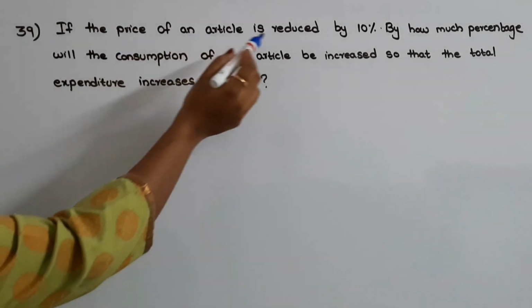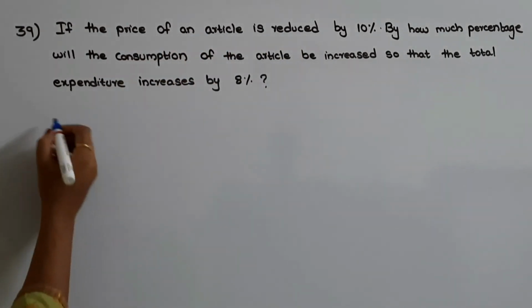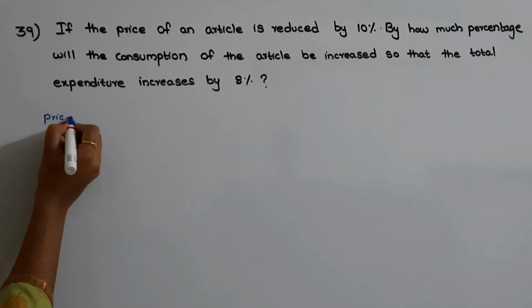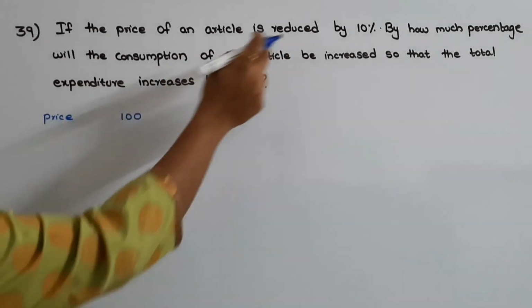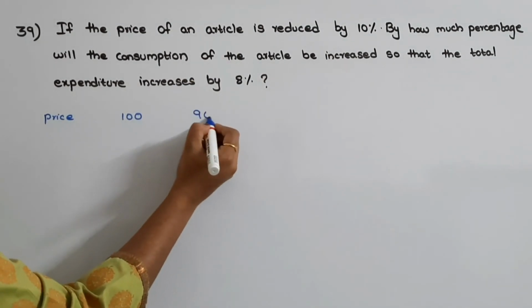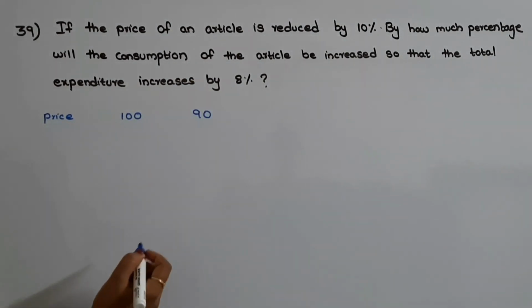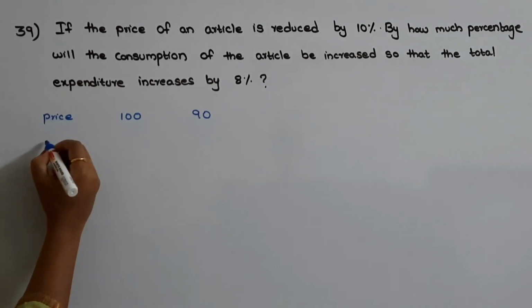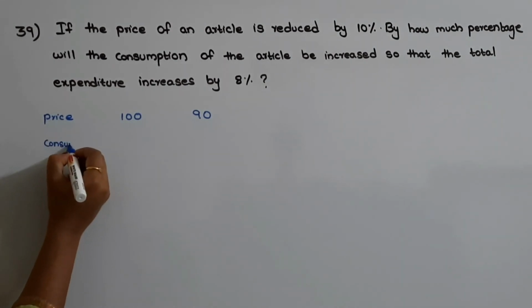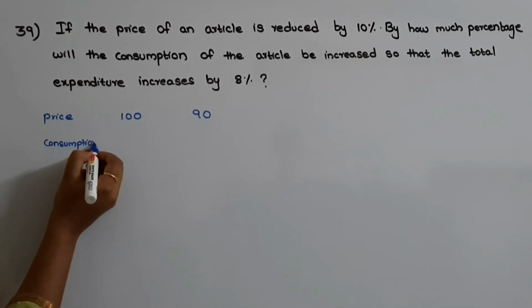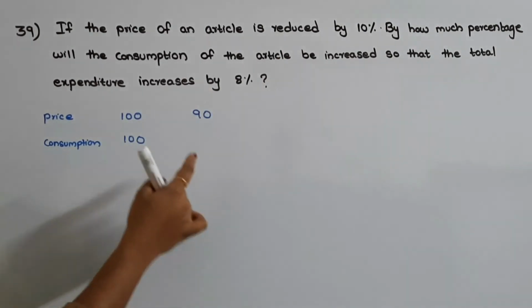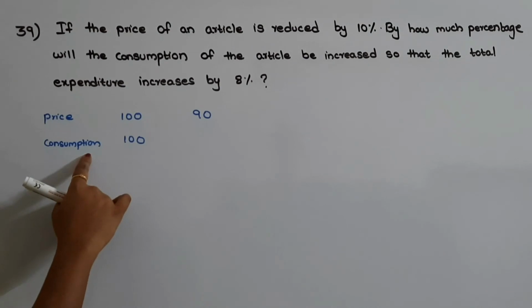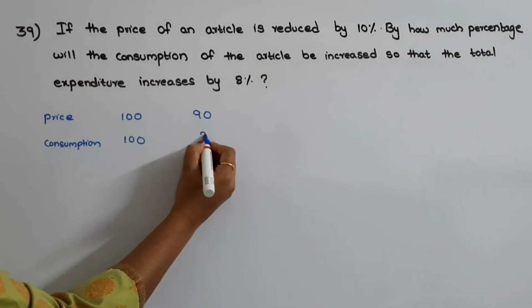So here the price is reduced by 10%. So let us assume the initial price as 100. Then after the reduction it will be 100 minus 10, that is 90. Now let us assume the initial consumption also as 100. Then they are telling that it is increasing. So let us assume the value of the consumption after the increase as X.